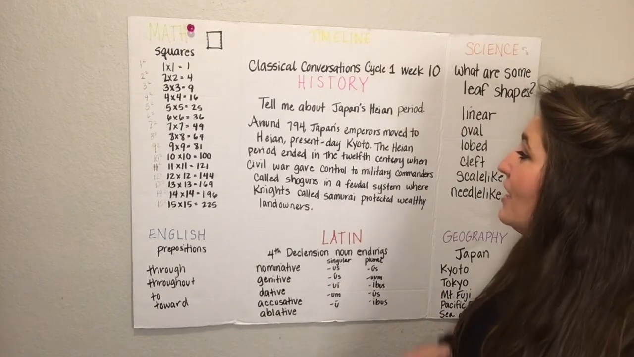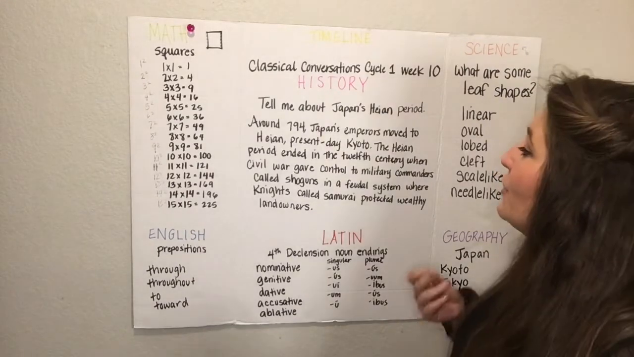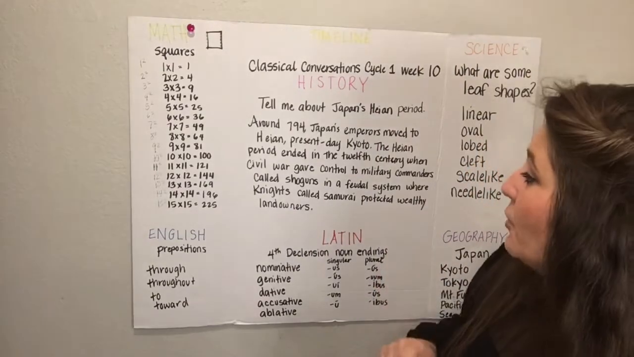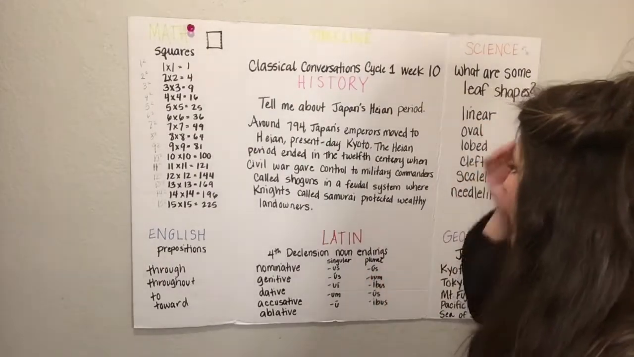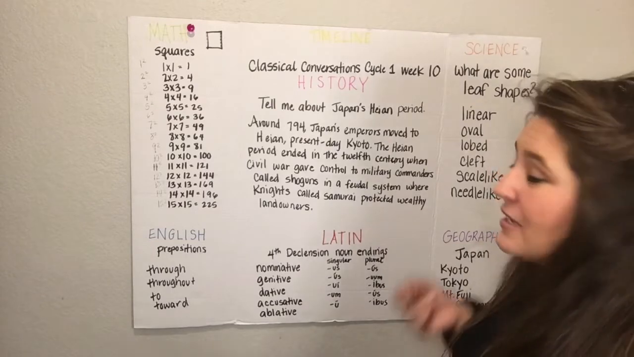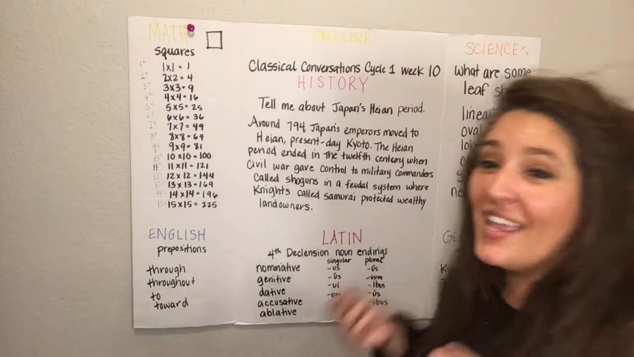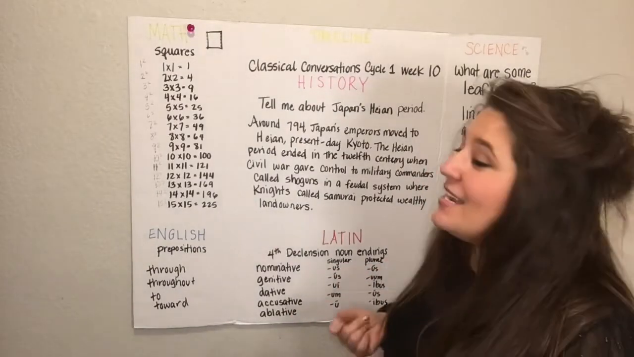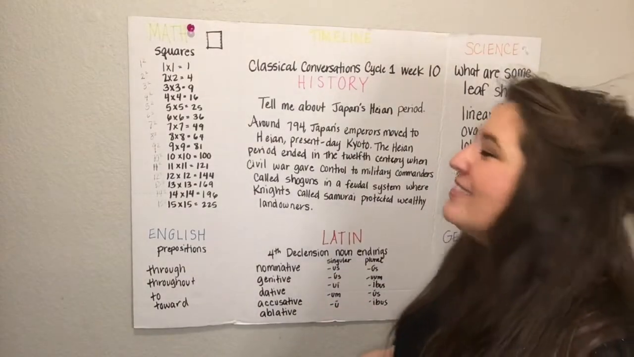Around 794, Japan's emperors moved to Heian, present-day Kyoto. Boom, boom. The Heian period ended in 12th century when civil war gave control to military commanders called shoguns, in a feudal system where knights called samurai protected wealthy landowners. Let's try that again.